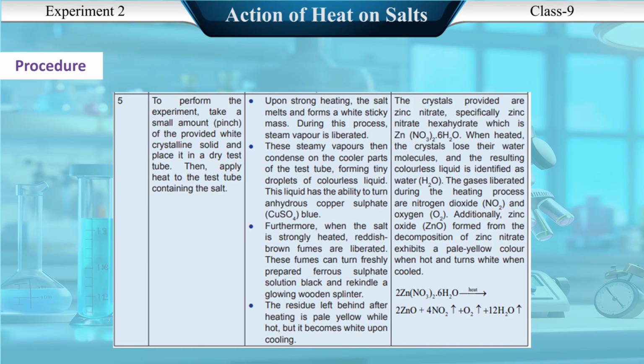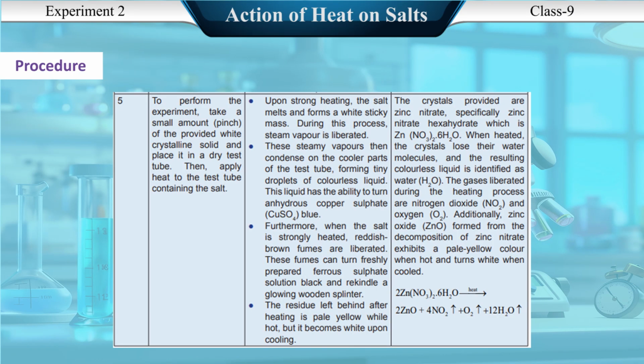Furthermore, when the salt is strongly heated, reddish-brown fumes are liberated. These fumes can turn freshly prepared ferrous sulfate solution black and rekindle a glowing wooden splinter. The residue left behind after heating is pale yellow while hot, but it becomes white upon cooling. The crystals provided are zinc nitrate, specifically zinc nitrate hexahydrate, which is Zn(NO3)2·6H2O.